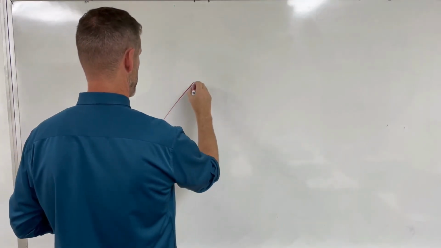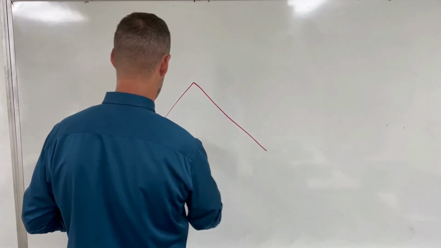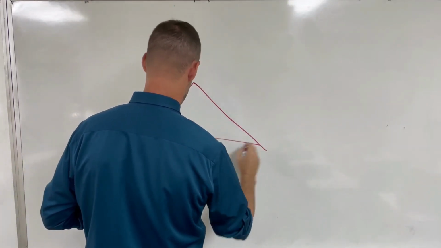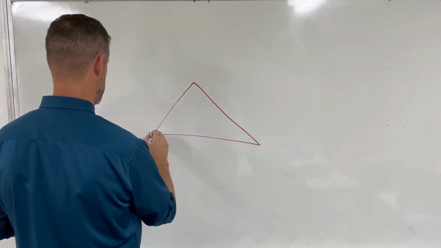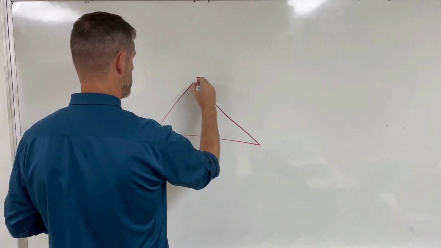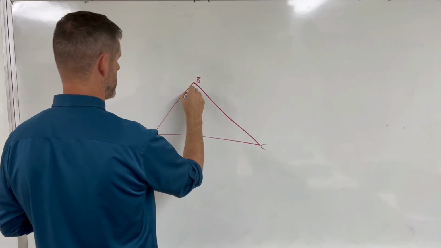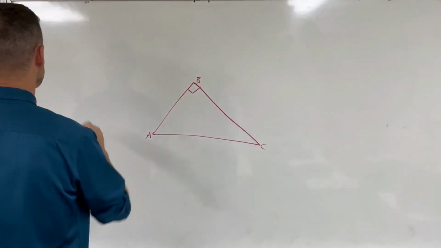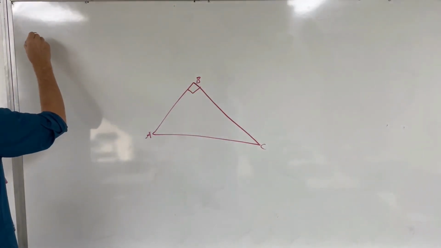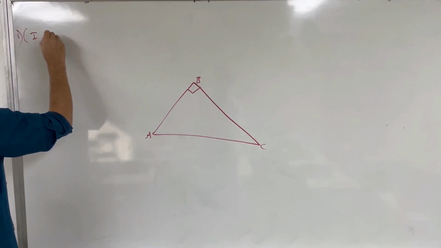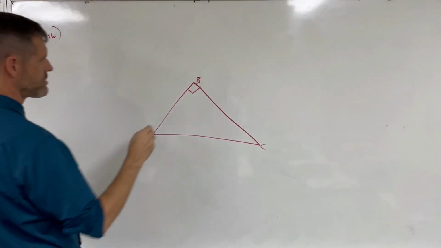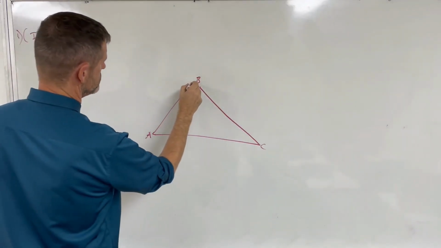So we'll draw our triangle ABC, and angle ABC will be our right angle. And now with Proposition 46 of Book 1, we are going to draw the squares on all the sides.